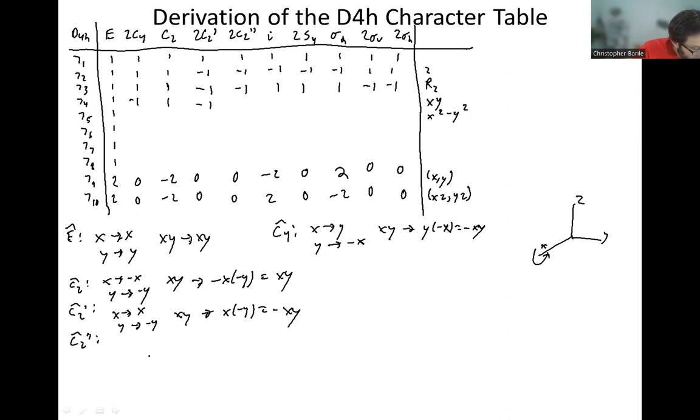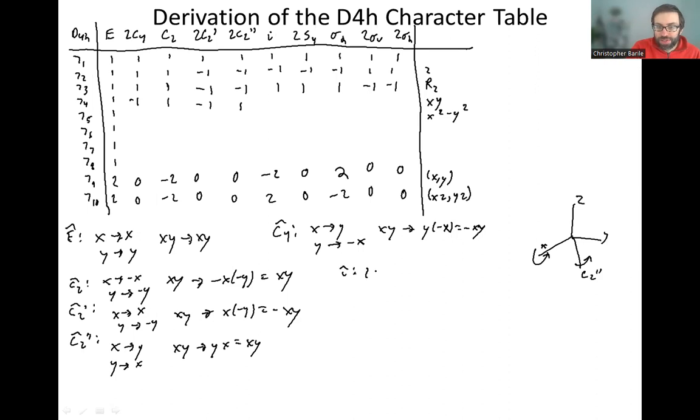C2 double prime. C2 double prime, we have x and y going into one another. So x went into y. Remember, C2 double prime is a rotation that way, 180 degrees. So it's a little hard to visualize, but it's an off-axis rotation, which causes them to go into one another. X goes into y, y goes into x. So xy goes into yx, which of course is just equal to xy. So xy went to xy, which is equal to 1.